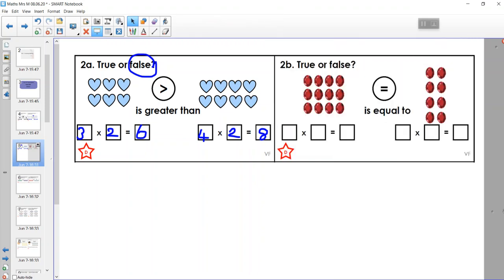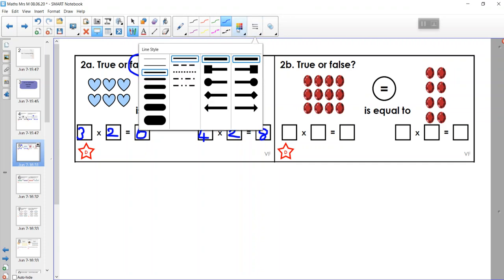Because 6 is less than 8. So here's one for you to try. I'm going to let you have a go. So you're going to pause the video, have a go, and then we'll go through it together in a minute.